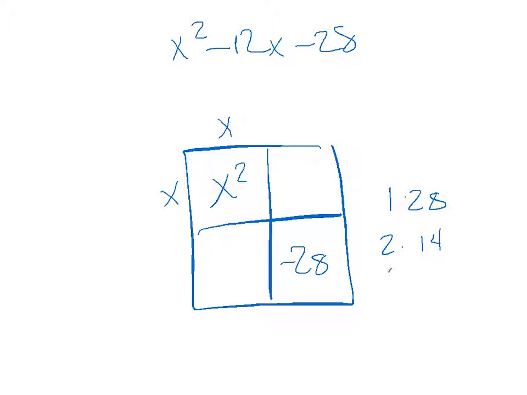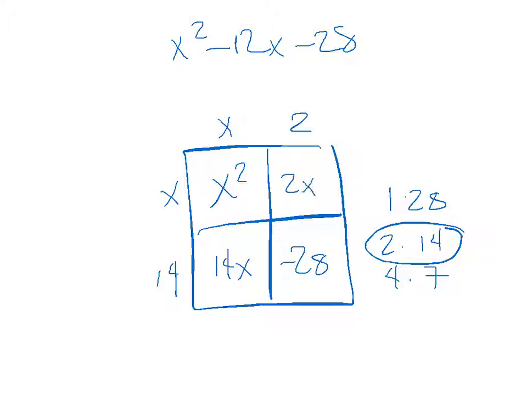14. 4 and 7. So to get 12, looks like 2 and 14 will give me 12. So I put 2 and 14 in there. This would be 14x. This would be 2x. And let's see, if I want negative 12, I need 14 to be negative. So my bubbles are x plus 2 and x minus 14.